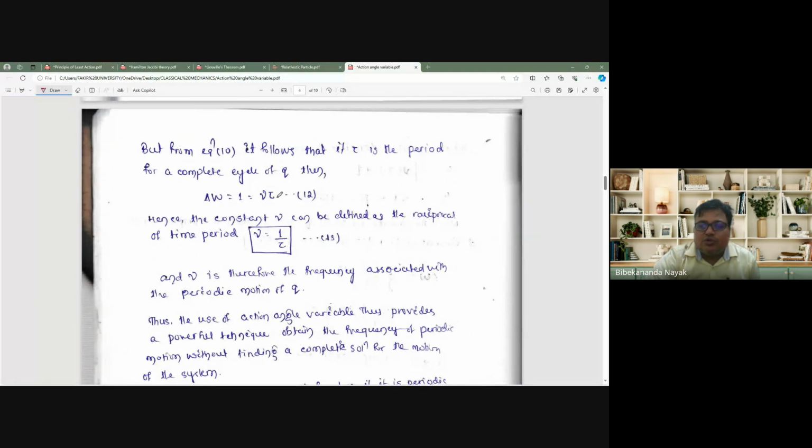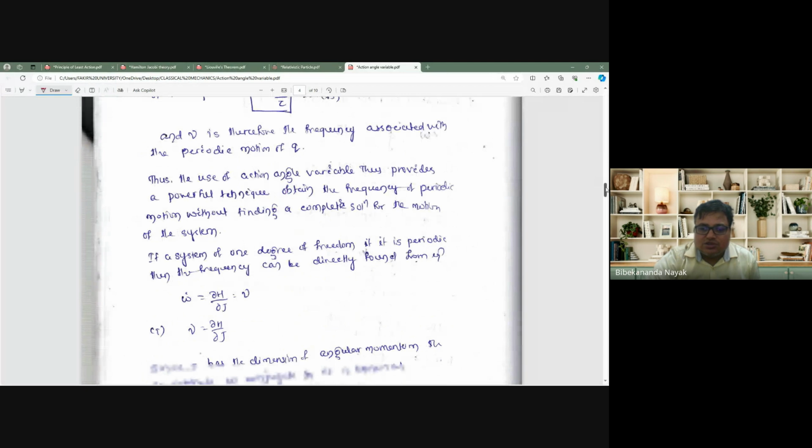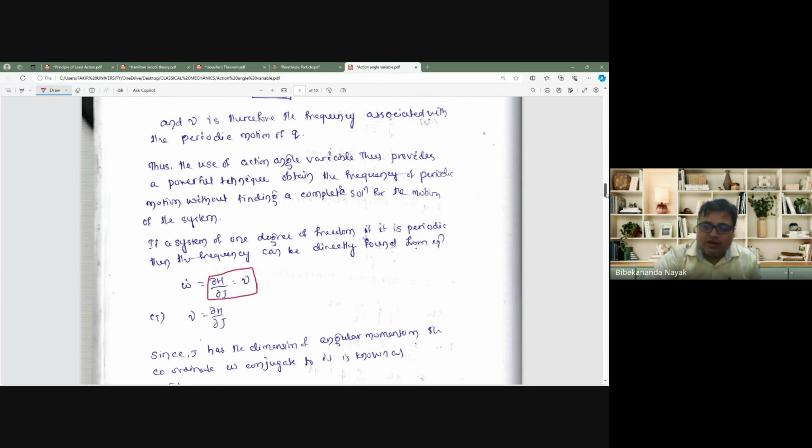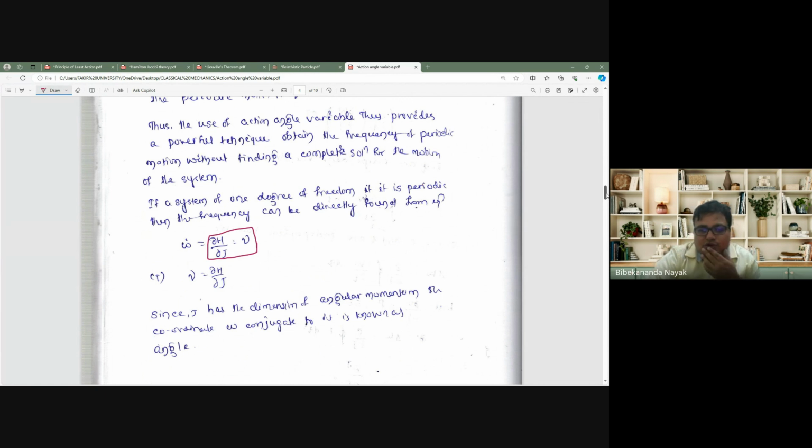So del W will be 1, which means we know nu into tau, frequency and time period. Frequency is inversely proportional to time period, you know that. Nothing new is there. The only thing is you calculate frequency as del H by del J. The frequency can be calculated by the derivative of the Hamiltonian with respect to J.